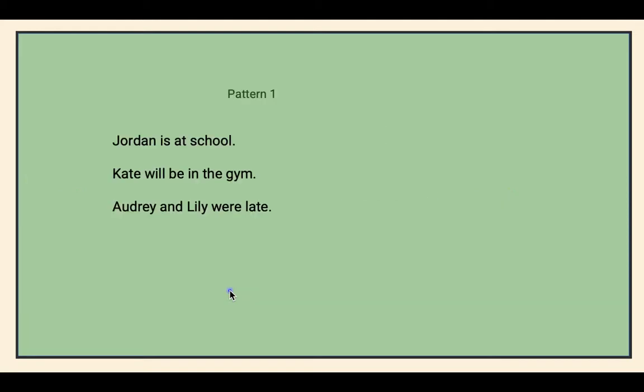I said there are only 7 ways to put together subjects and predicates. So here's the first way, pattern 1. Can you figure out what the formula is? Let's first separate the subjects from the predicates. Jordan is at school. Jordan is the subject. Is at school is the predicate. Kate will be in the gym. Kate is our subject. Will be in the gym is the predicate.